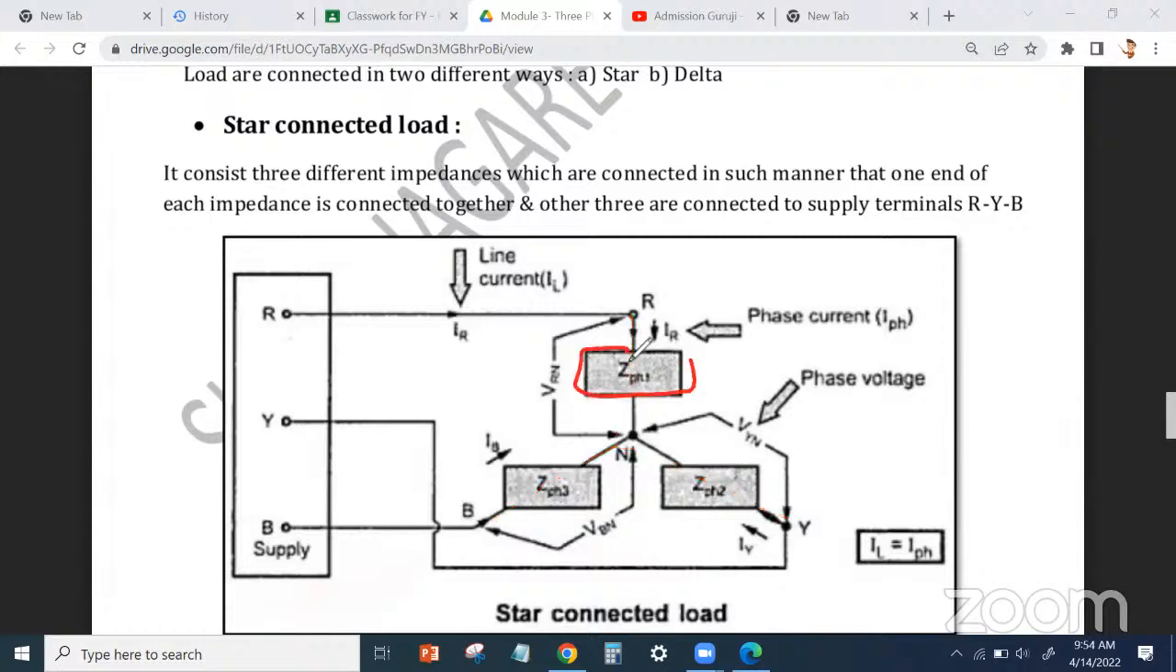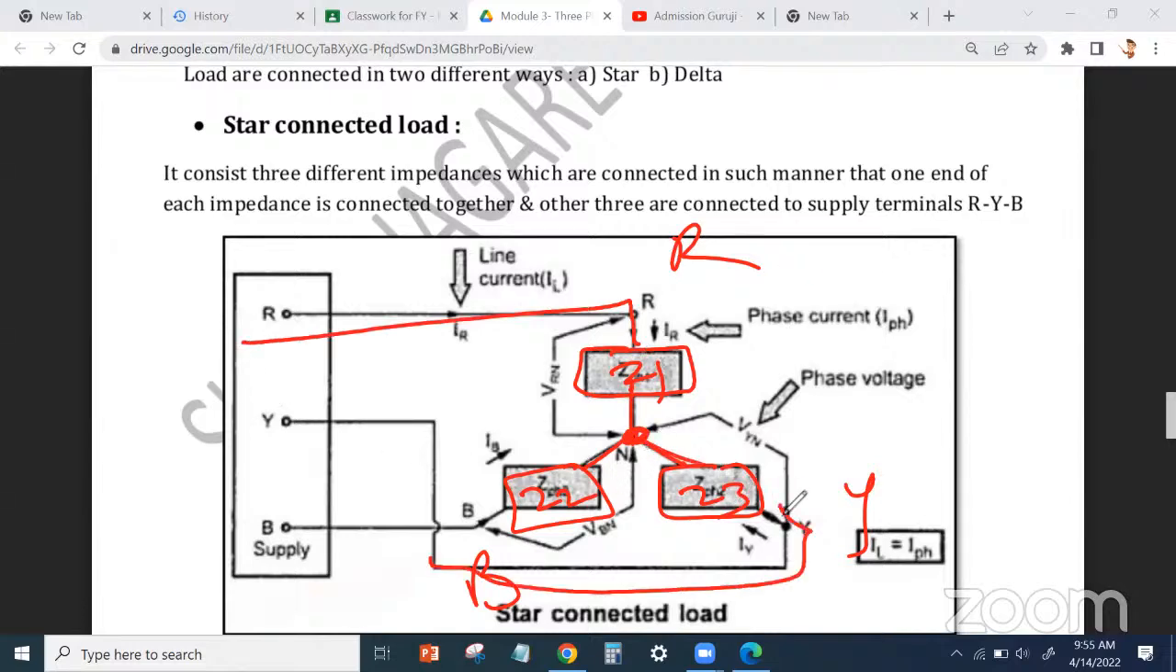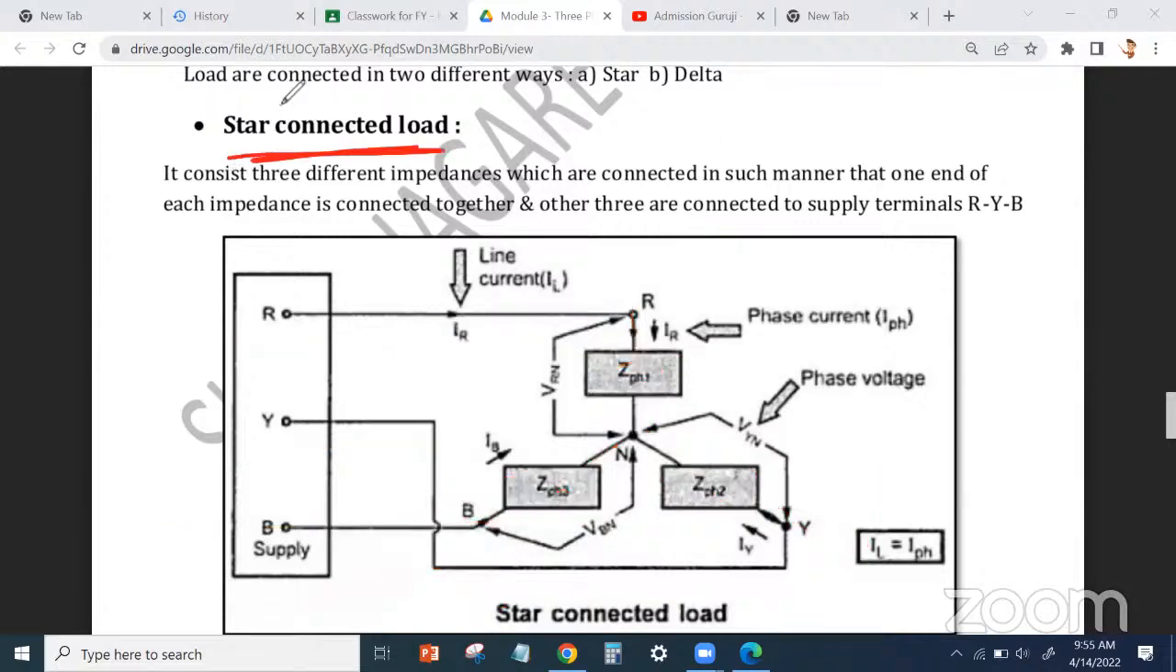Here the first is Z1, this is Z2, this is Z3. This is R, Y, B. They are connected at the center. From here the supply is going. This is R, then this is Y, and this is B. We'll take this in the next lecture, star and delta. See here, this will look like a Y, a reverse Y.